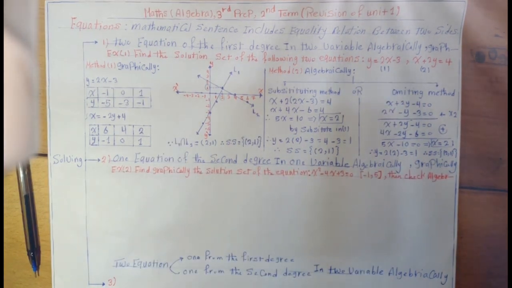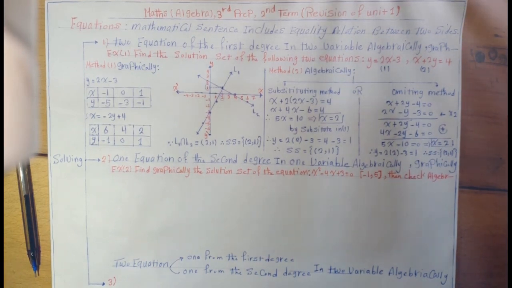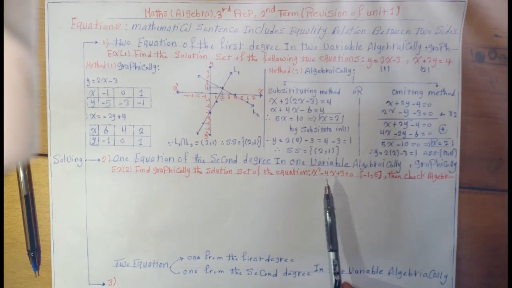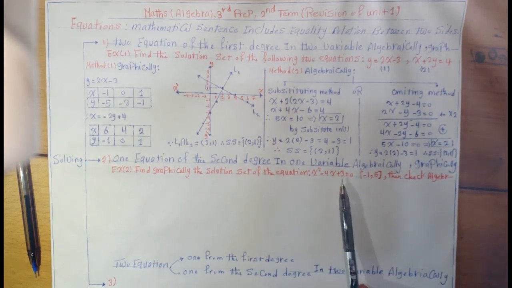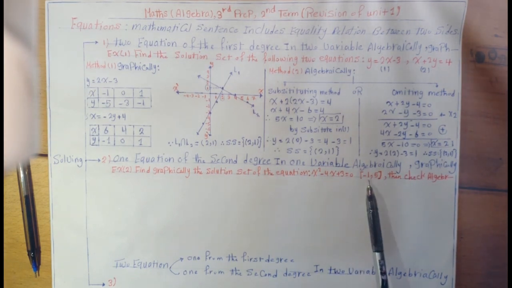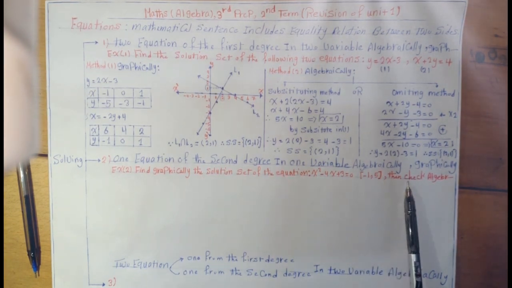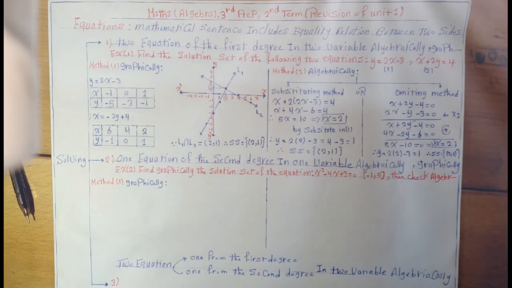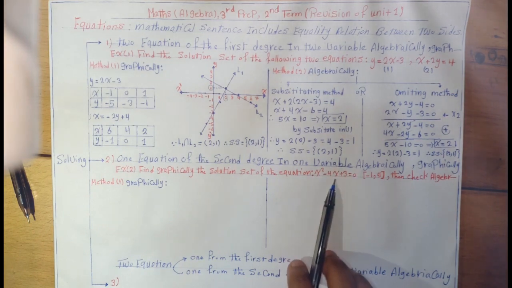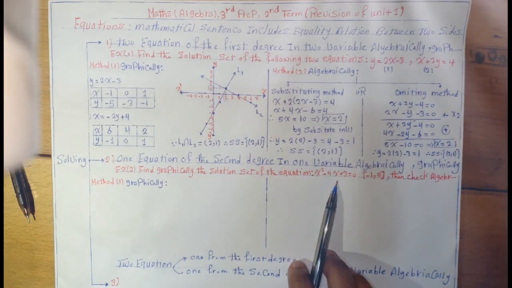Okay, let's take example number 2. Find graphically the solution set of the equation x squared negative 4x plus 3 equals 0 in the interval negative 1 to 5, then check algebraically. So let's start with method number 1, graphically. In this example we have one equation, so we will write one table.